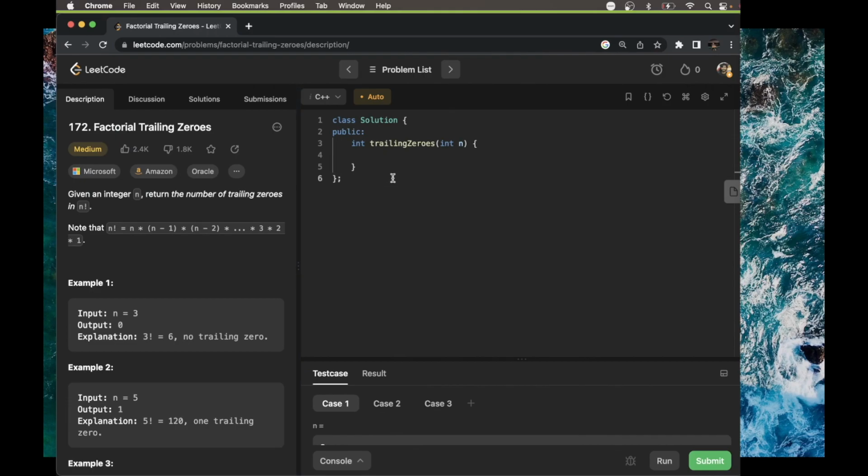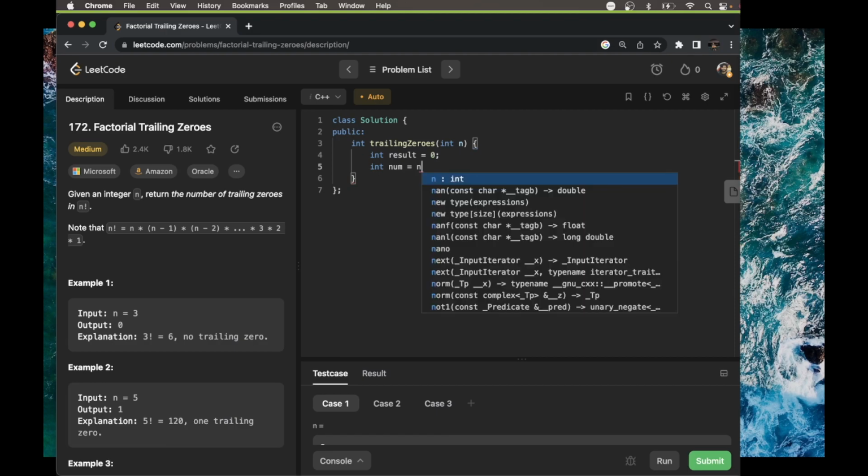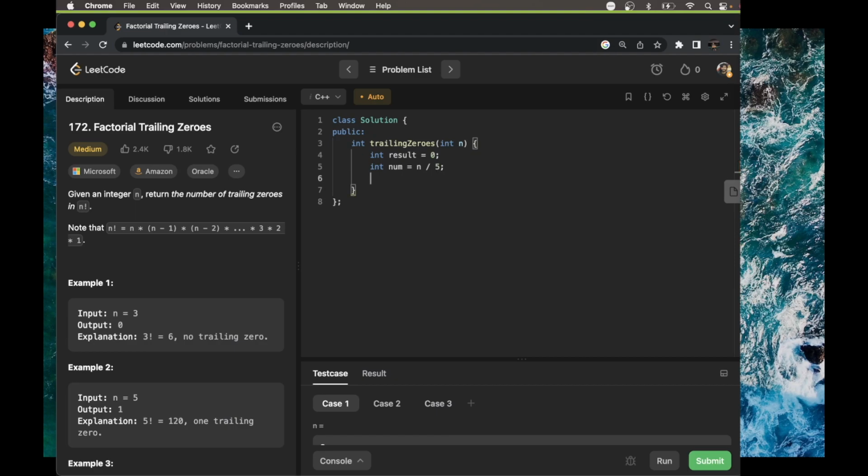Now let's see how we can code this question. This question is going to be simple to code. All you have to do is, let's say we say int result equals 0. You have to calculate the sum of n by 5, n by 25, n by 125, and so forth. So let's say int num is going to be n by 5. And we say while num is greater than 0, you add num into your result, and then for the next iteration you do num equals num by 5.